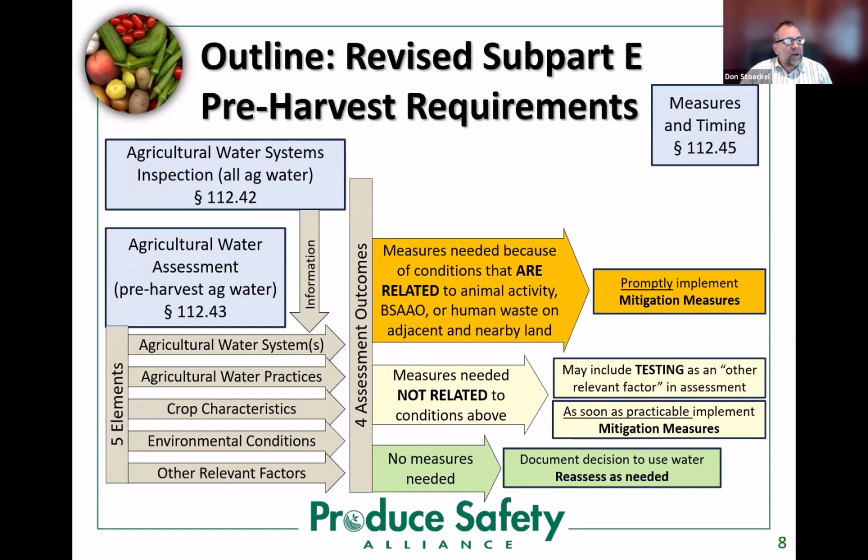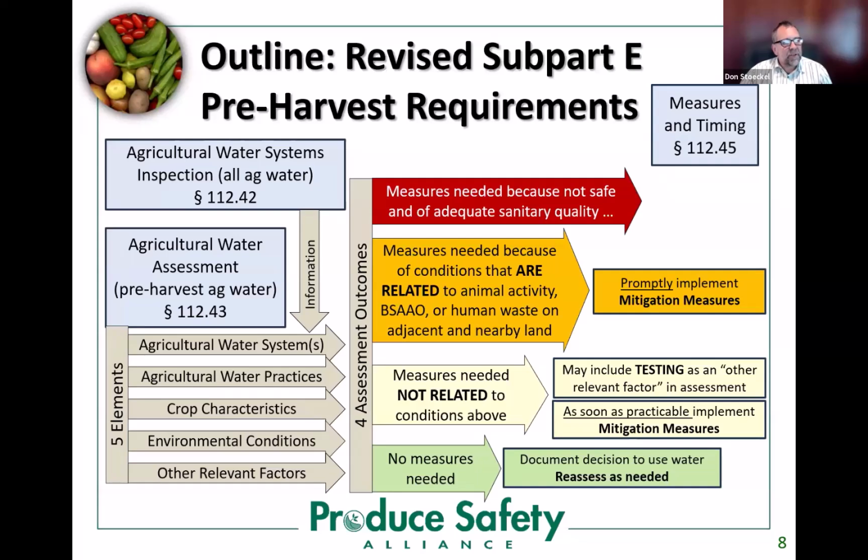And then the final outcome, the 4th outcome, is that measures are needed to manage risk because that water is not safe and it's not of adequate sanitary quality for the intended use. If that's the case, then immediately discontinue use and implement corrective measures. So those are called corrective measures as opposed to mitigation measures.